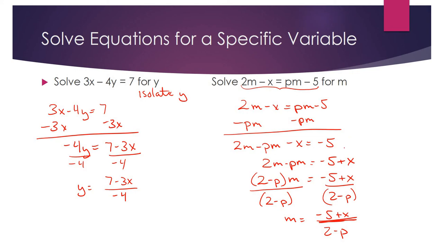So again, this one's a little bit more complicated because we've got to combine two terms that both have m in them, and we do that using the distributive property. Look through those again and then go on with the video.